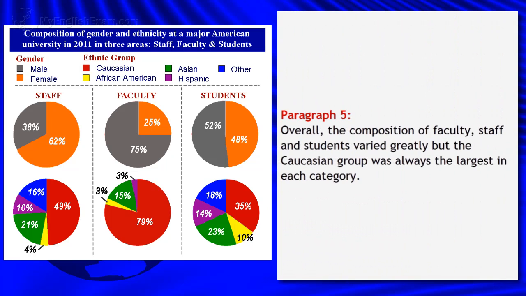Overall, the composition of faculty, staff, and students varied greatly, but the Caucasian group was always the largest in each category.